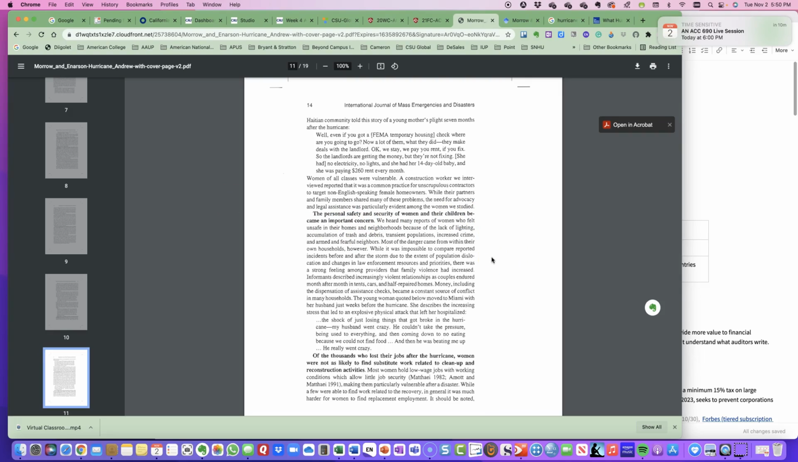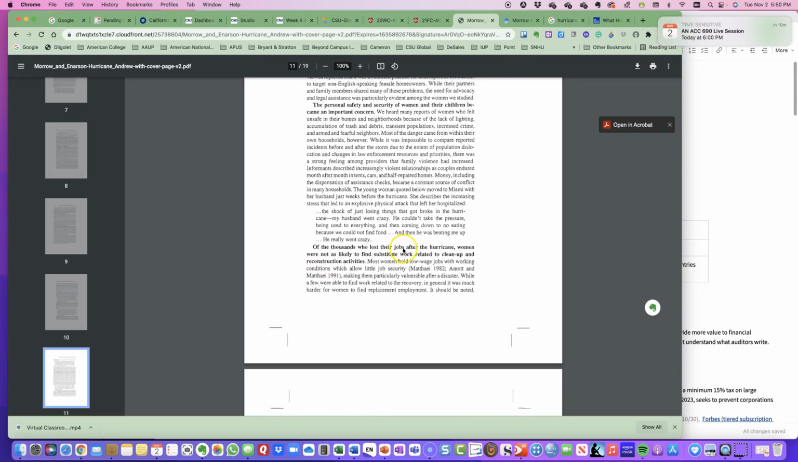Because they felt unsafe in their homes because the neighborhoods didn't have lighting, there was trash, there was debris, there were a lot of different transient populations, people coming in and out, crime, armed and fearful neighbors. That was definitely predominant. And in that South Florida area, like the Miami area and south, that was also heavily crimed.